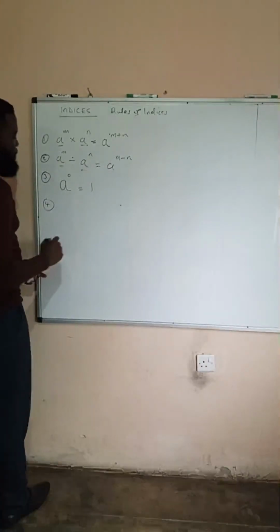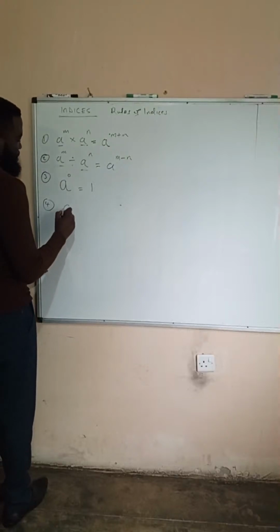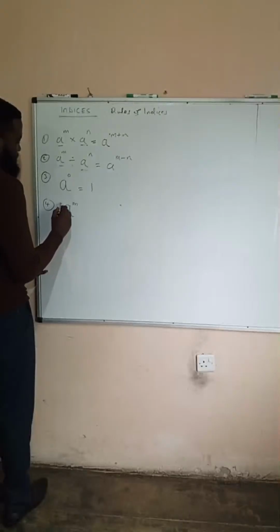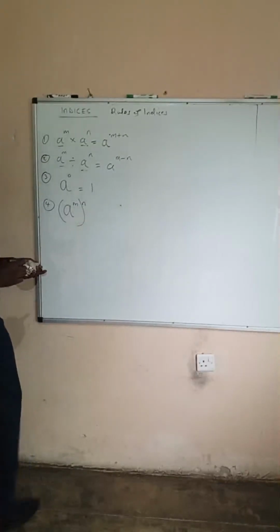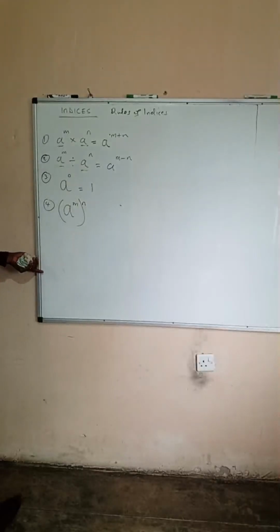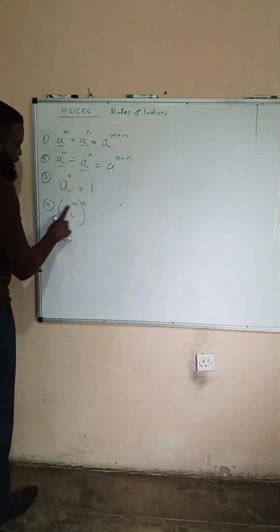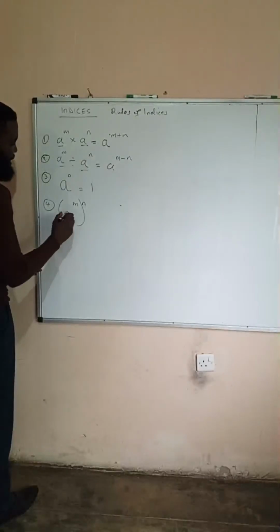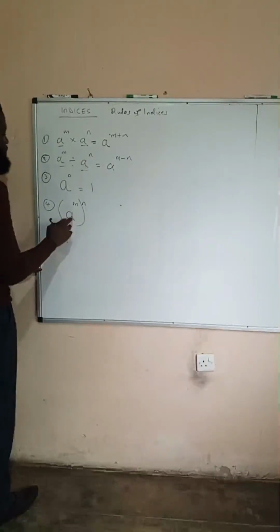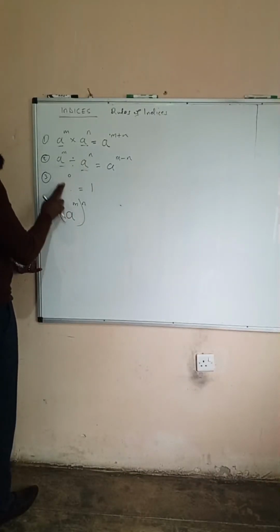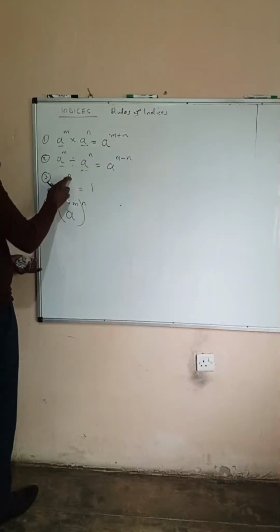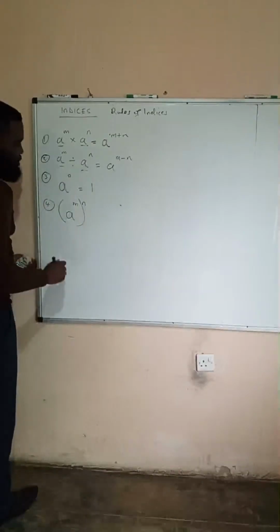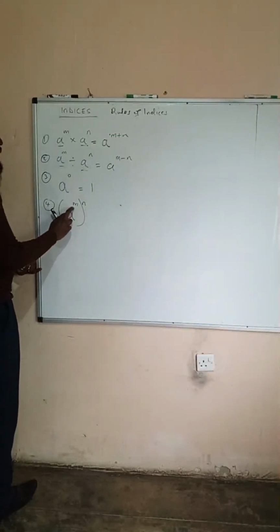Rule number 4. Can you see this rule number 4? A base. Actually, the base is quite smaller. The power is on top. Even this is smaller. Okay, small. The power is on top. a to the power m.